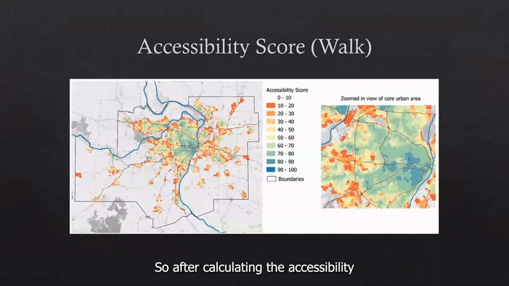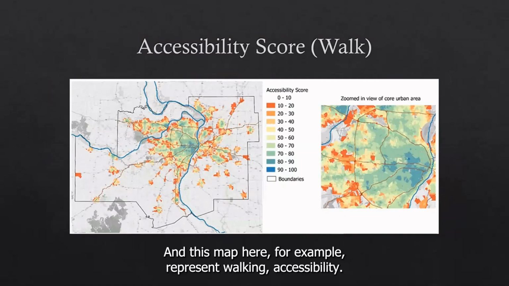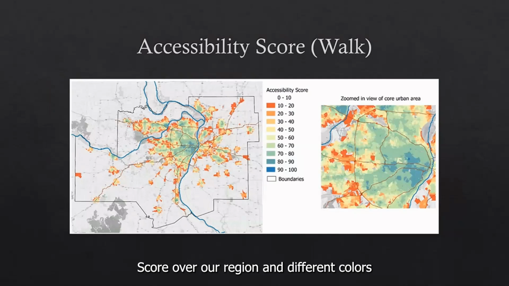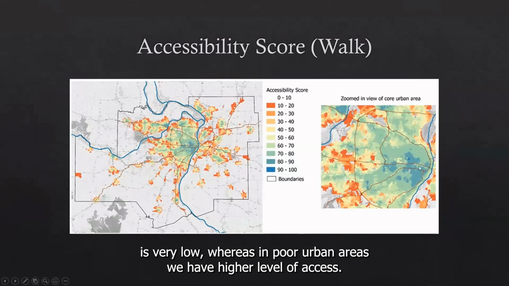So after calculating the accessibility score for each block, we plotted it on a map. And this map here, for example, represents the walking accessibility score over our region, and different colors represent different levels of access. No colors mean zero or almost zero access, and blue means high access. And as you see, for most of the region, the walking accessibility score is very low, whereas in core urban areas, we have a higher level of access.